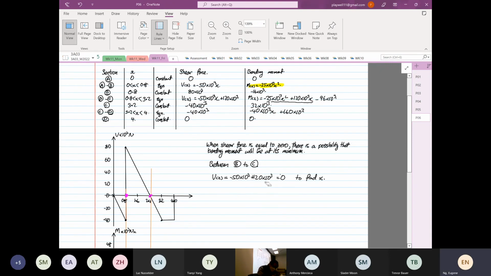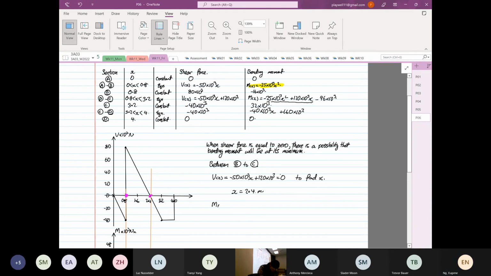Okay. Sorry, I got too excited over here. So x is equal to 120 times 10 to the power 3 divided by 50 times 10 to the power 3. It's equal to 2.4. Okay, like what we have seen in the shear force diagram, 2.4 meters.